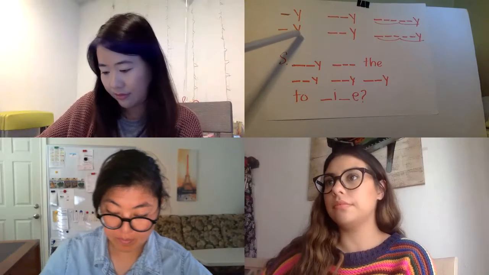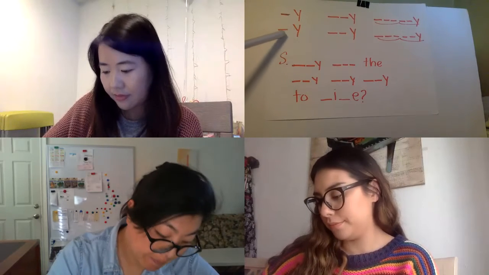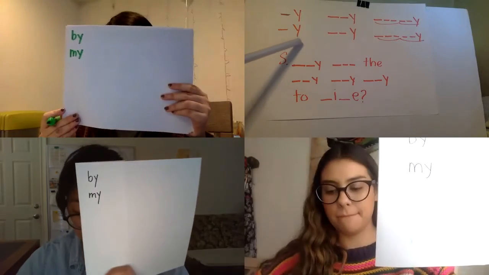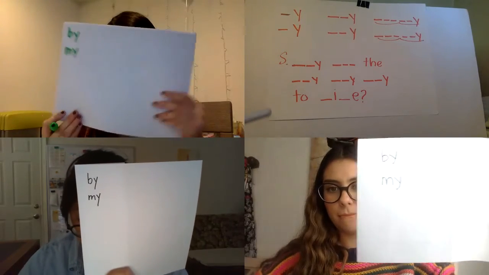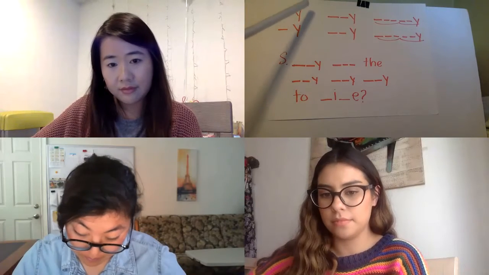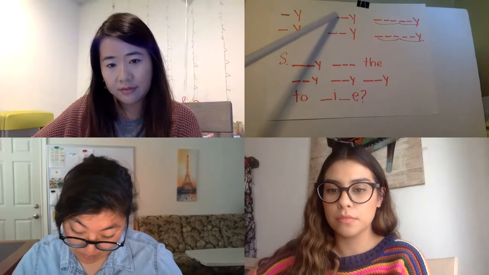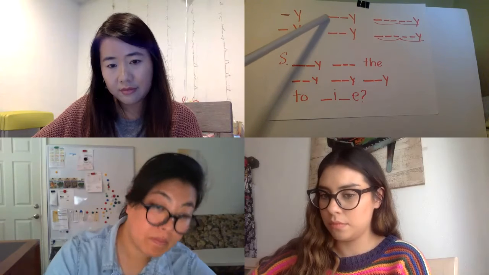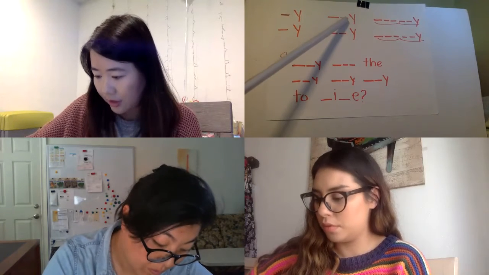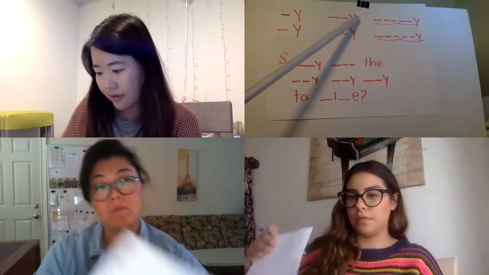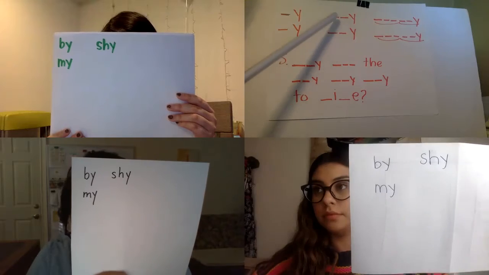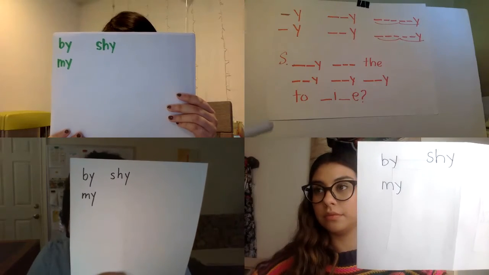The word is my. What's the word? My. I, my. I, my. Thank you. Put it down. I, my. Okay, going to the middle set of words. Ready? Here we go. The word is shy. What's the word? Shy. Shh. I, shy. Careful, 2 letters make that sound. Shh, I, shy. Very nice, put it down.